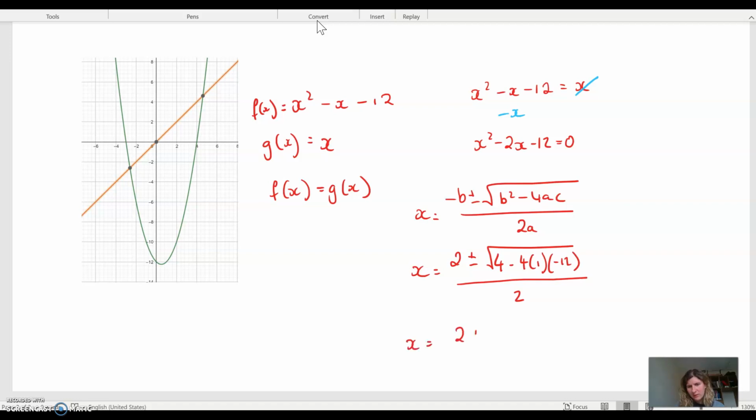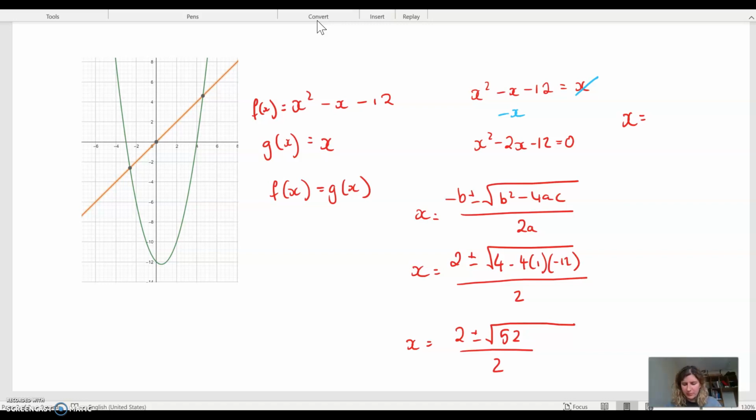So then I'm going to end up with, so that's 4. Now 4 times 12 is 48. So that's positive 48 because you've got the two negatives there. So 4 plus 48 is 52, over 2. Okay. And then x will be equal to, now I'm just going to chuck this in my calculator.